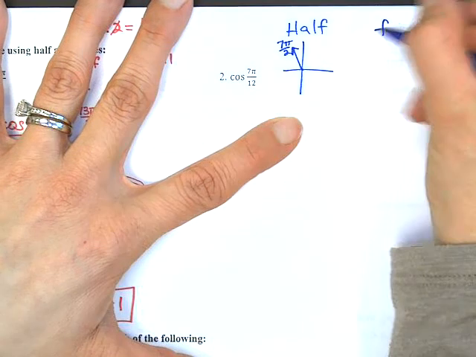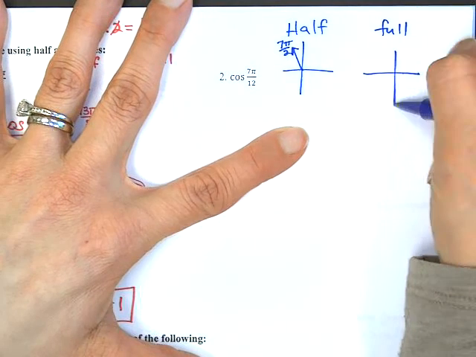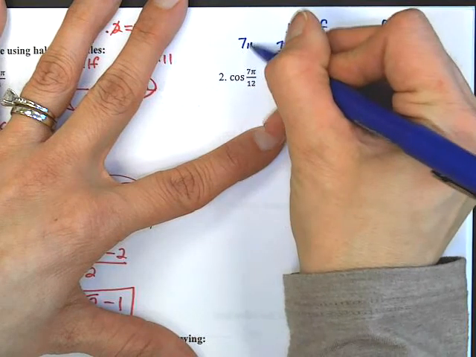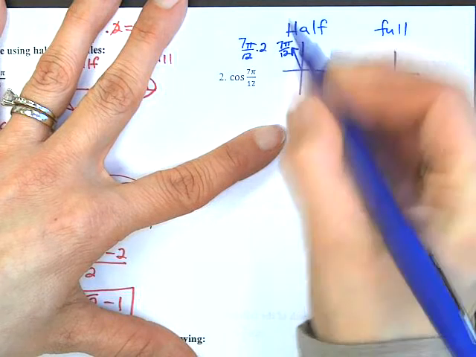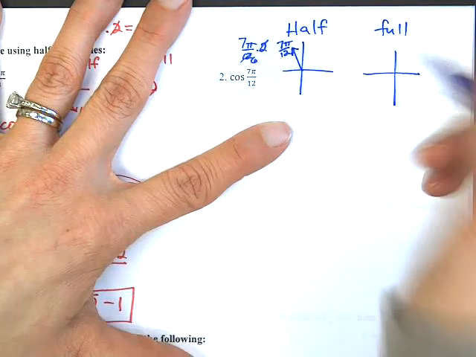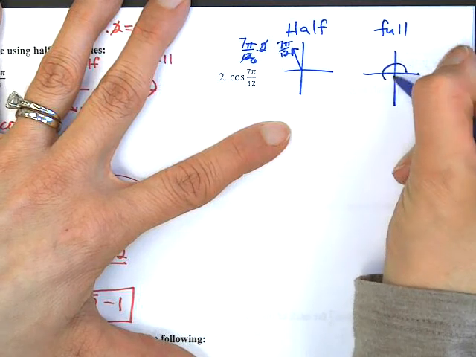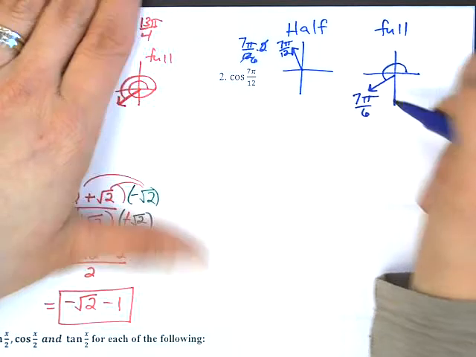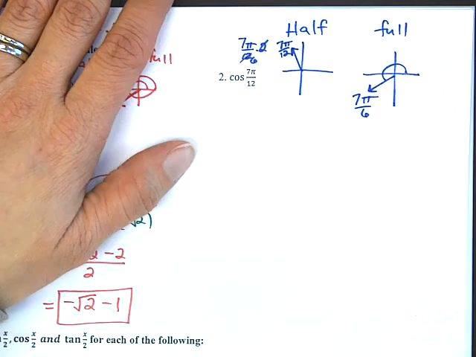Now, where is the full angle? Let's take 7 pi over 12, and let's times it by 2. Cancel, cancel. That's going to make 7 pi over 6. 7 pi over 6 is right here. That full angle should be something you know from the unit circle.